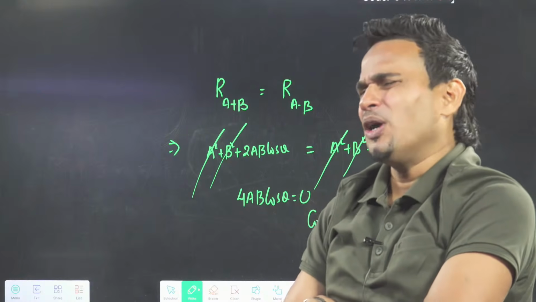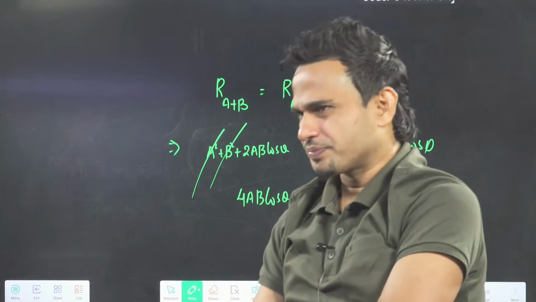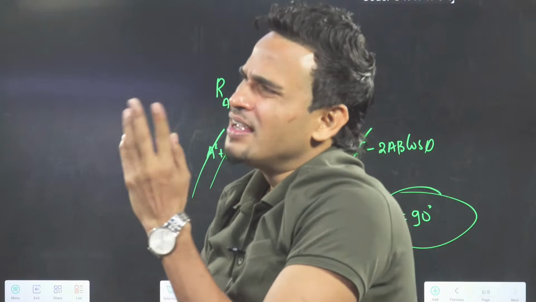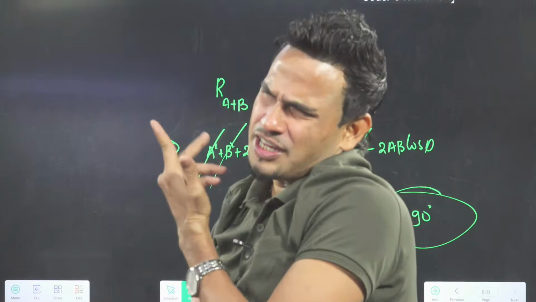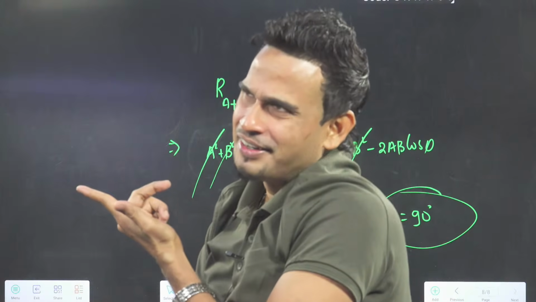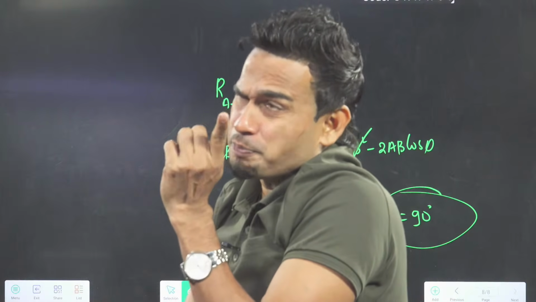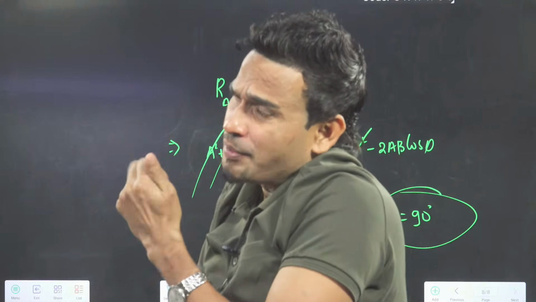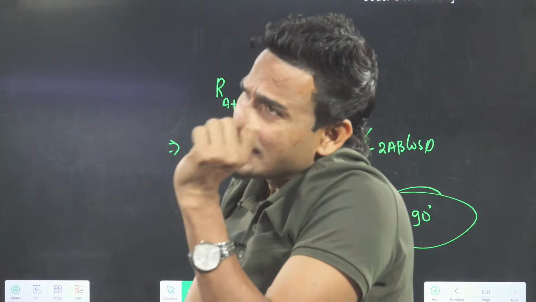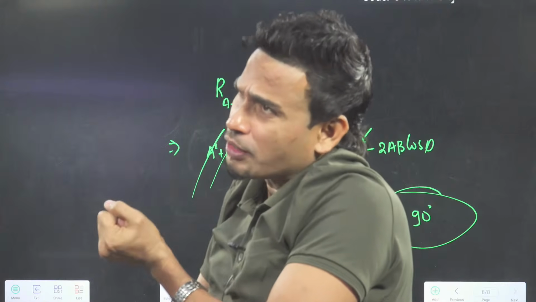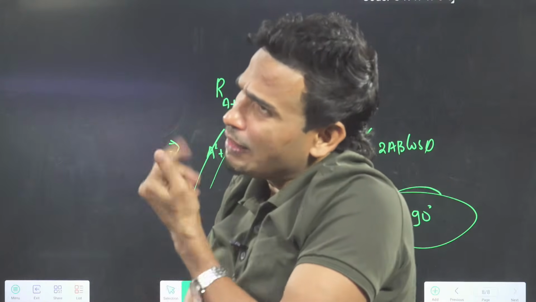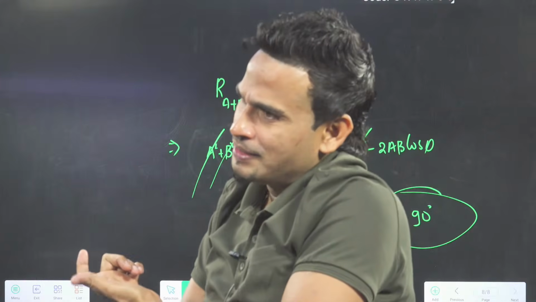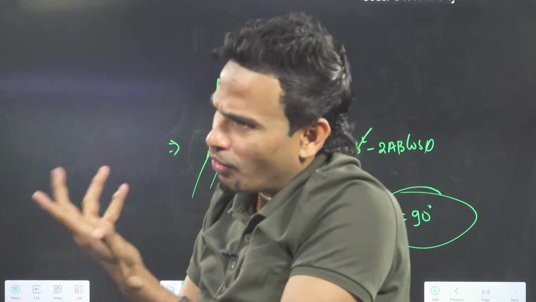Easy, direct. People do it directly. People don't even use all these. People simply say, sir, where is the difference between addition and subtraction resultant? The difference is only that one is plus 2AB cos theta, one is minus 2AB cos theta. Remaining things are same. You are saying resultants are equal. That means plus 2AB cos theta and minus 2AB cos theta should be equal. They will be equal only when both are 0, because plus 0 and minus 0 are only equal.